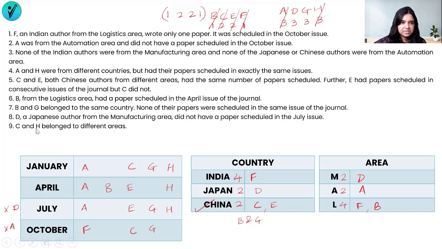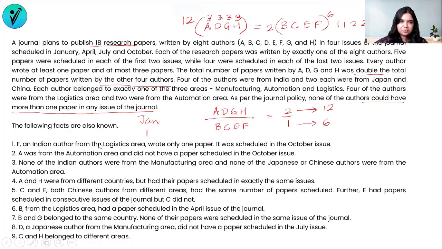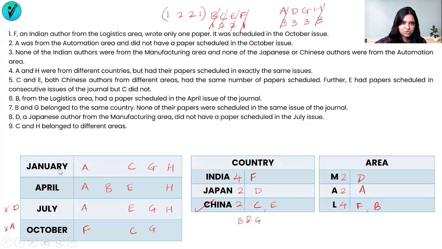All right. And we have C and H belong to different areas. Now, I think we'd missed out on one piece of information from the first bit, which is there were 5 papers each in the first 2 issues and 4 in the last 2 issues. So January had to make up for 5 of them.